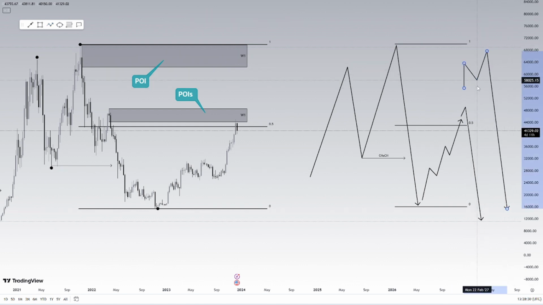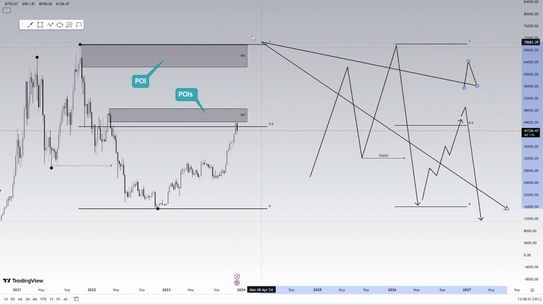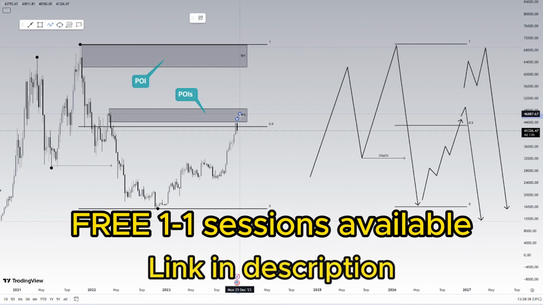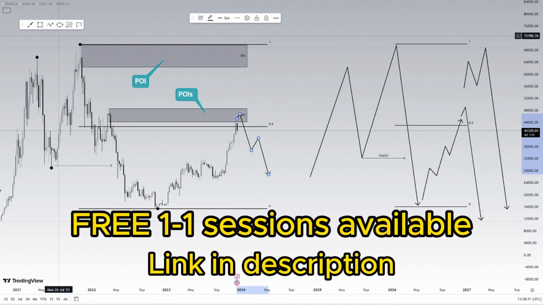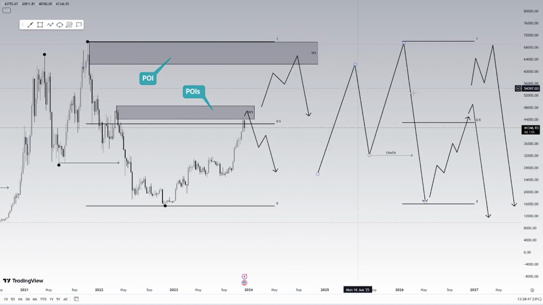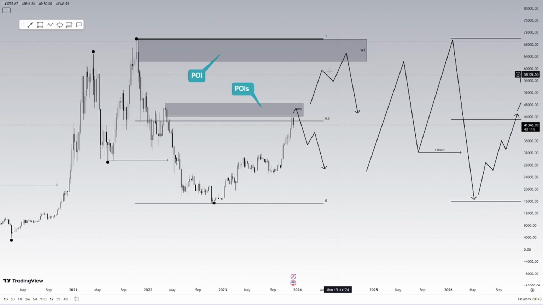Now, from a probabilistic standpoint, we're more likely to see a reaction from this POI over here. The reason for that is because it's deeper in the premium, okay? We could see somewhat of a reaction over here, but ultimately, this is our main point of interest over here because it's deep in the premium, right? And we've got bearish structure, as we can see.